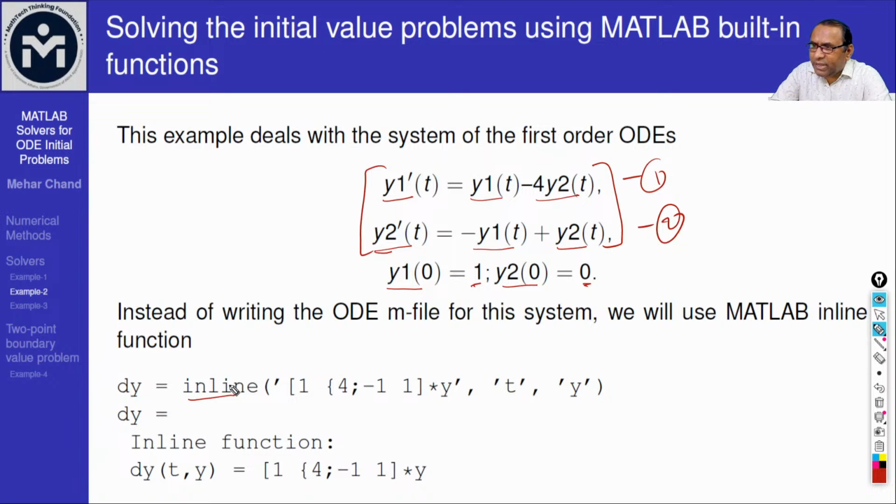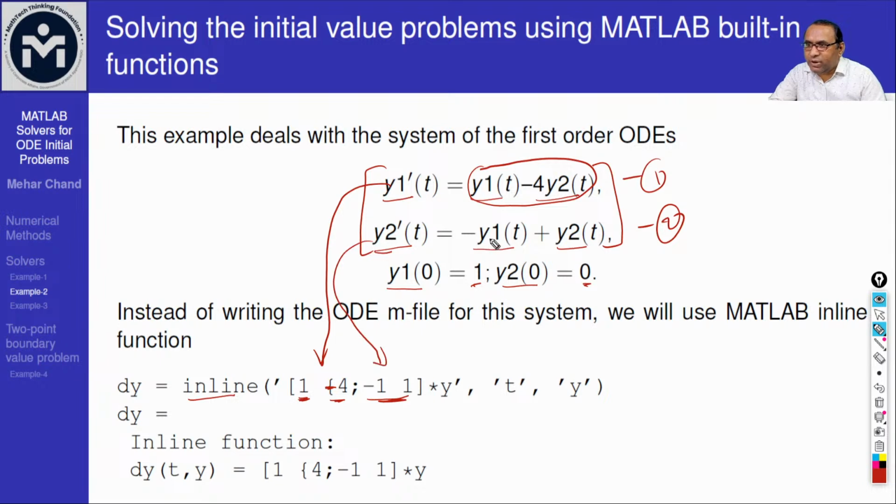So here you can see, from the very first equation, we need the coefficients of y1 and y2. The coefficient of y1 is 1 and the coefficient of y2 is minus 4. See this point carefully. Then use a semicolon, and these are the coefficients of the second equation. The coefficient of y1 is minus 1.